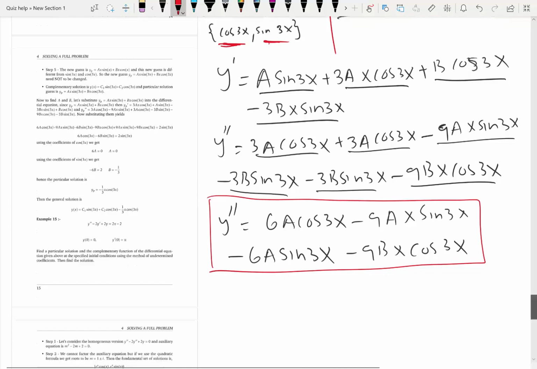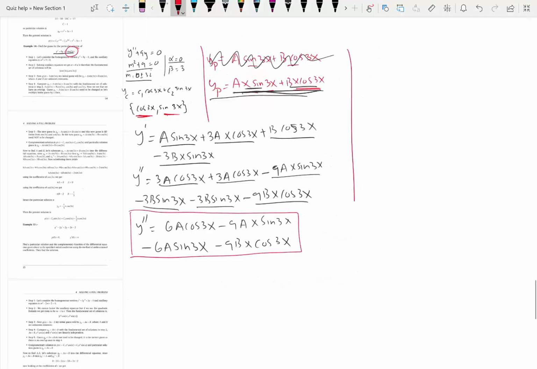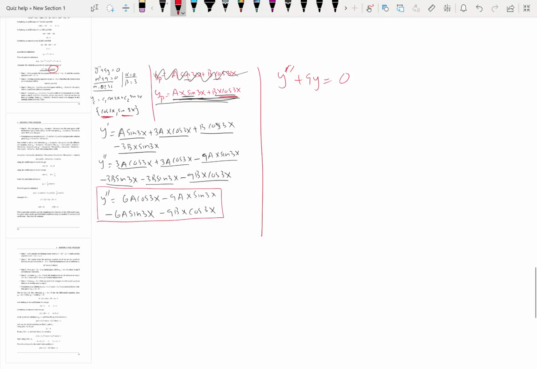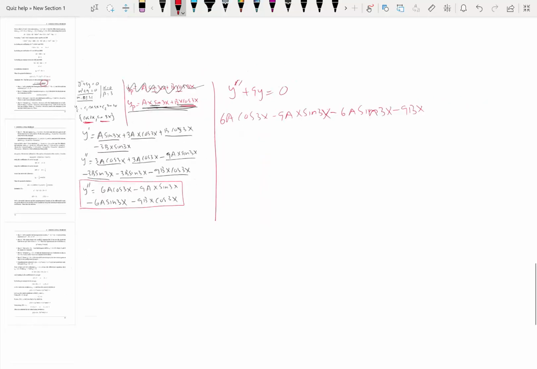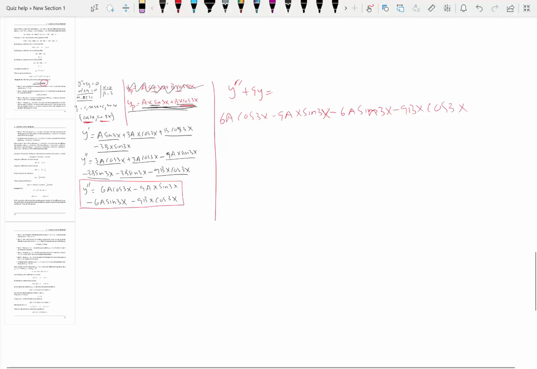Okay, so now we have to substitute it into the differential equation. Thankfully, our differential equation is rather small, right? y double prime plus 9y is equal to 0. Oh, we are not substituting it into the homogeneous one. We are substituting it into the non-homogeneous one, so 2 sine 3x. So y double prime is 6a cosine 3x minus 9ax sine 3x minus 6a sine 3x minus 9bx cosine 3x. Plus 9y, which is 9 times the particular solution, 9 times ax sine 3x plus 9 times bx cosine 3x, is equal to 2 sine 3x.